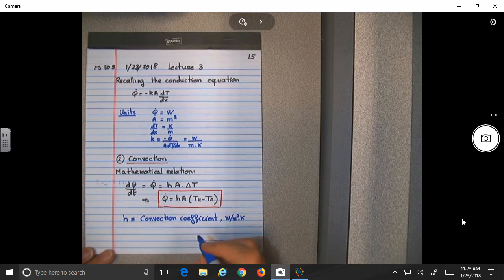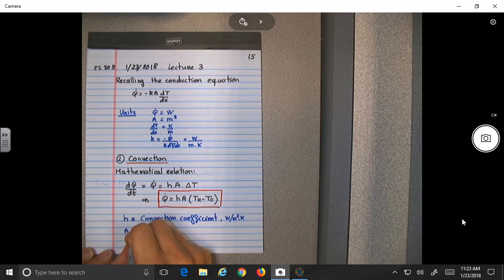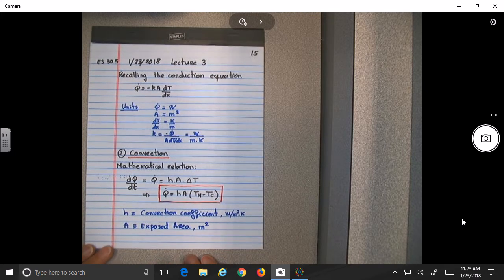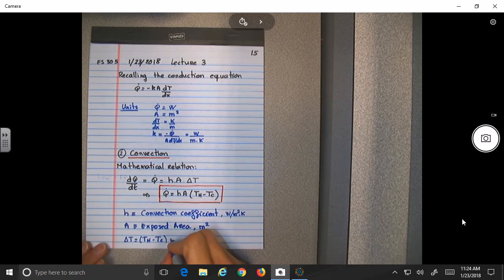Okay, well, what is A? I mean, it's the exposed area. And that one is easy, units meter square. And what would be delta T equal to? T_H minus T_C? That will only be the temperature difference.